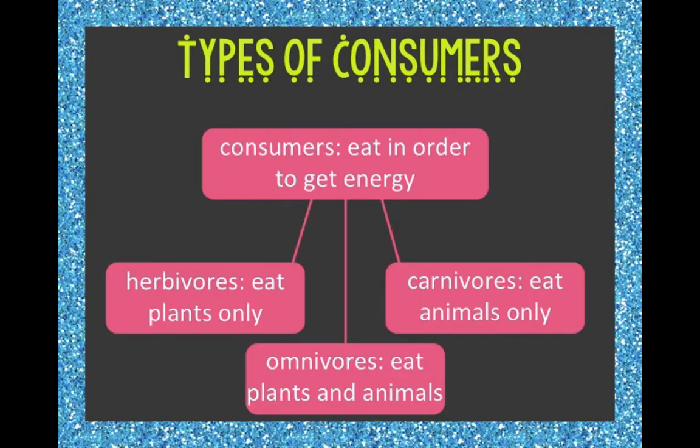All right, now there are three types of consumers. And remember, if we look at the top, consumers have to eat in order to get their energy. So the first type is herbivores. They eat plants only. Certain types of herbivores would be cows. Certain types of birds are herbivores.